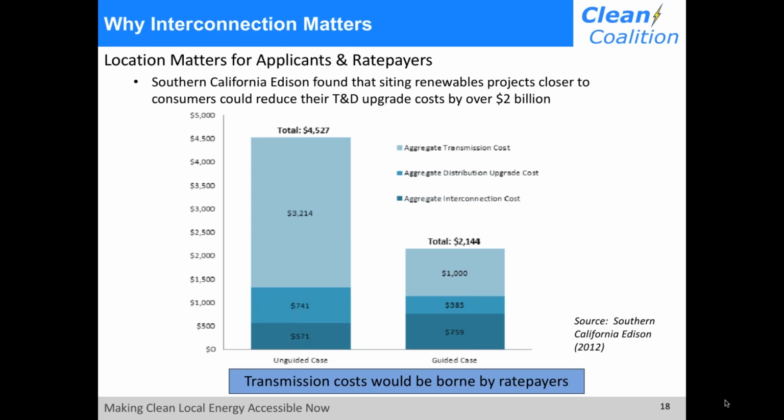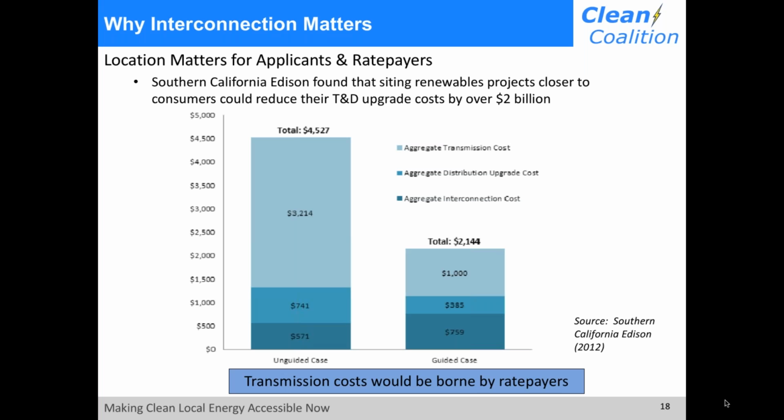Where interconnection happens is important to both applicants and ratepayers. The cost of interconnecting projects, reflecting the time and effort required, is highly dependent upon location. All parties can avoid high costs if information is made available. A study by Southern California Edison looking at just their share of California's interim target of 12,000 megawatts of distributed renewable generation found that if only half of these projects were guided to locate closer to the point of energy consumption, ratepayer transmission upgrade costs would be reduced by 2/3, saving over $2 billion. And distribution upgrade costs could be reduced by half.